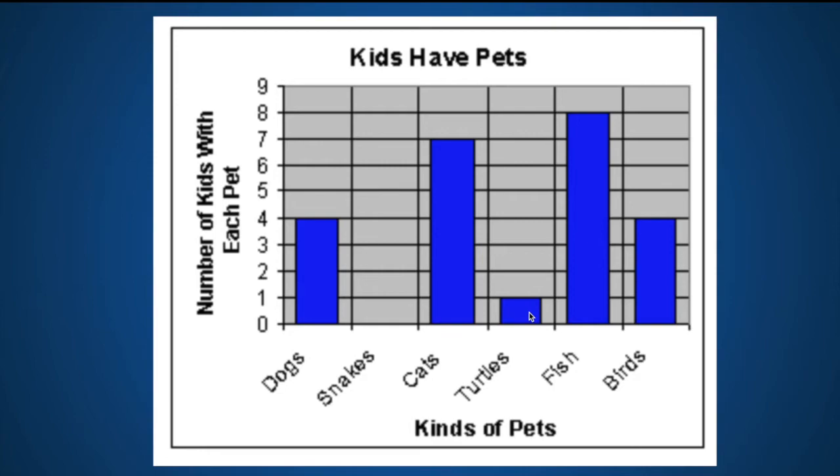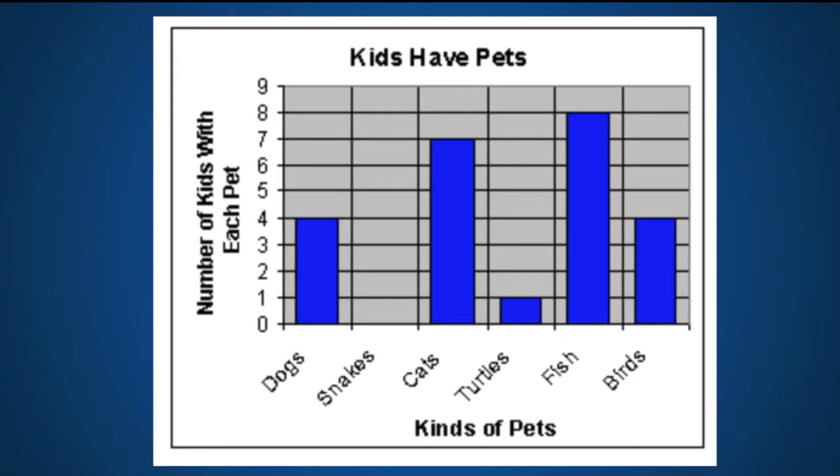The last kind of observation you could make, and you have to make at least one of these observations on your paper, is a comparing observation. That's where you say how many more or how many less one bar has than the other. For example, I'm going to compare cats and dogs. There are 7 kids who had cats and 4 kids who had dogs. So it looks like the difference is 1, 2, 3. My sentence would be something like, there are 3 more kids who had cats than dogs.